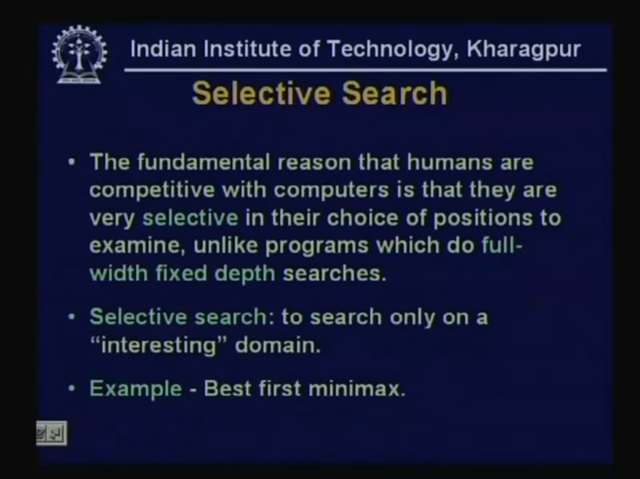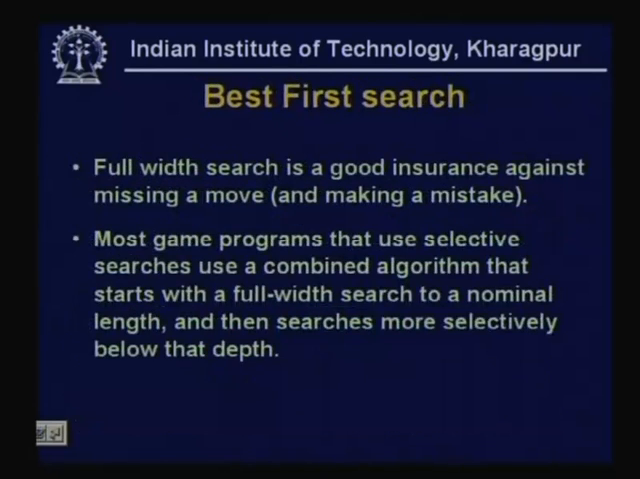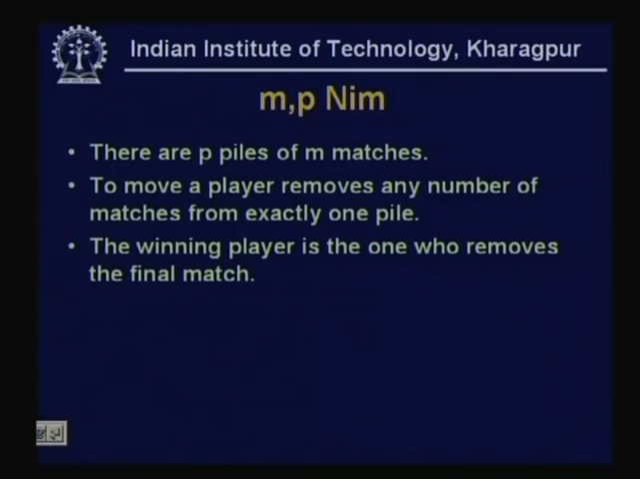And then, as I already mentioned, do selective search. The motivation is that when humans play games, they do not look at all possibilities because they are not equipped to do that. So they are very good at selecting those promising possibilities. Selective search will identify the promising possibilities and search only on the interesting portion. And we get best first minimax, which I will not discuss now.